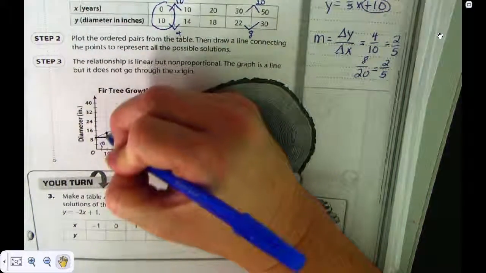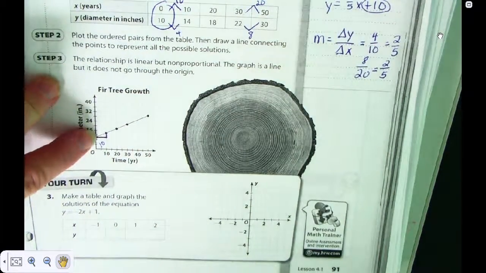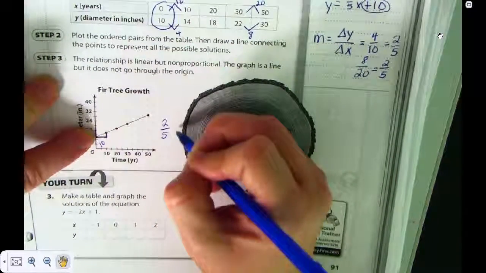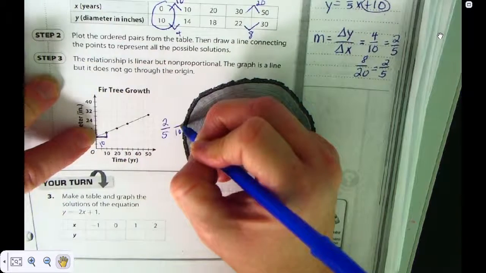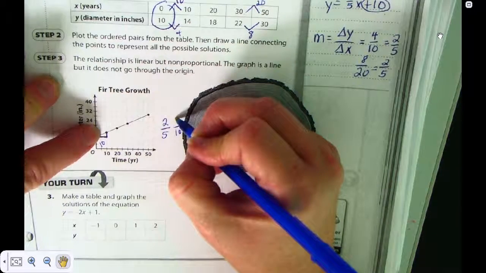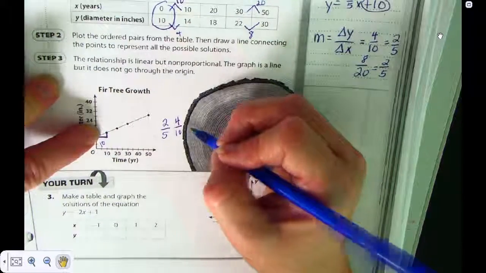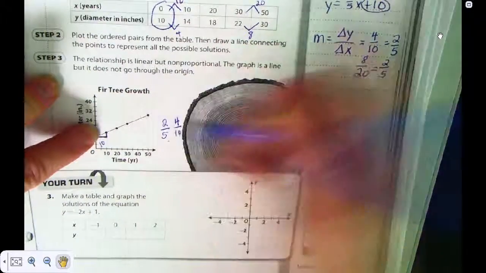And then, if we already know that the rise over the run is 2 over 5, so if it went over 10, we know it's got to go up 4. Who said that? Hayden, good. Because 4 over 10 equals 2 over 5. We just did it over here.